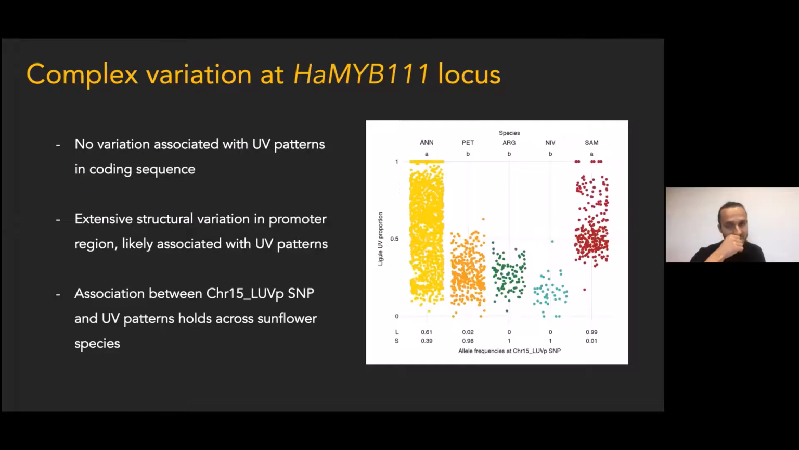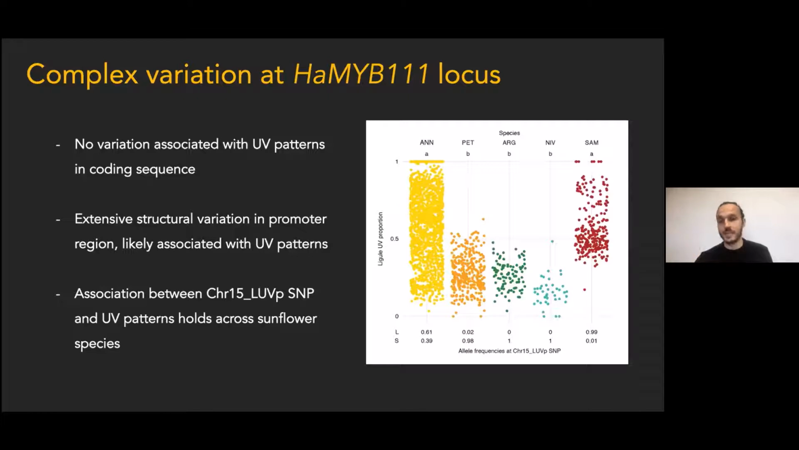And this is consistent also with what we found when we sequenced this gene in a number of different wild sunflower lines. There's a lot of variation at this locus, as is the case for most of the sunflower genome, of course, across wild sunflowers. But there's no variation in the coding sequence of MIB-111 that is associated consistently with large or small UV patterns. While in the promoter region, we found, again, a lot of variation. There's a lot of structural variation.